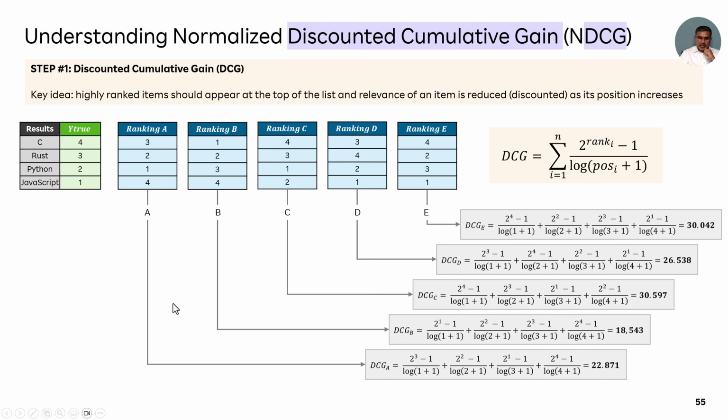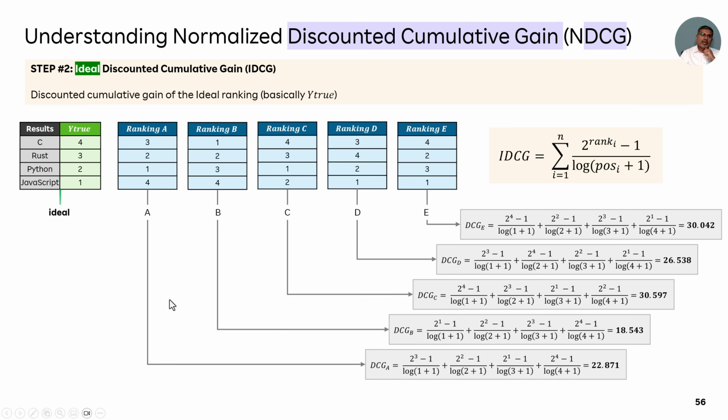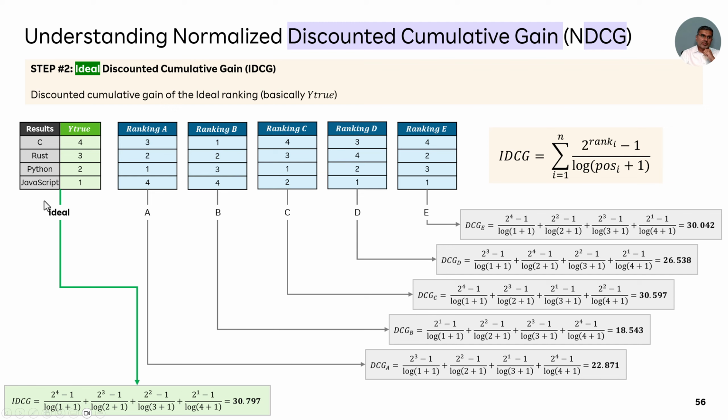Now what we do next is we calculate what is called an ideal discounted cumulative gain. And that is for the ideal, which is what the ground truth value says. The same formula, exact same formula. 2 raised to 4 minus 1 divided by the log of its position 1 plus 1. 2 raised to 3 minus 1 divided by log its position is 2 plus 1 and so on. Now it produces a value 30.797.